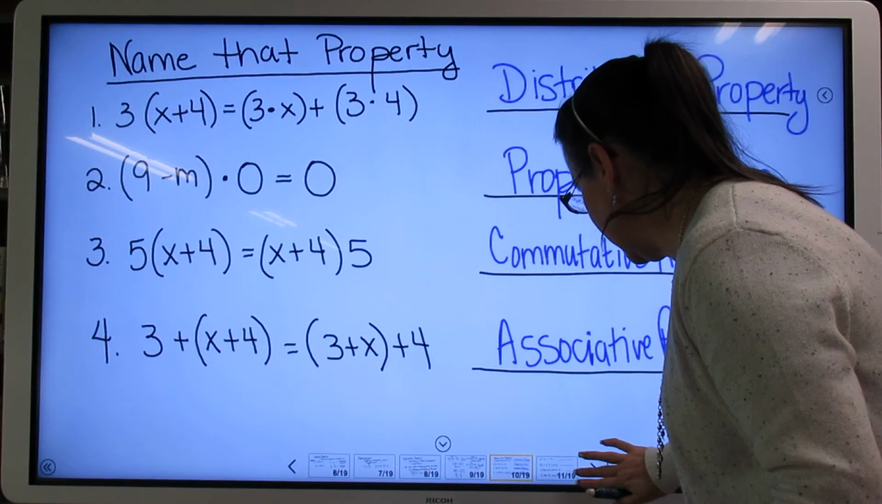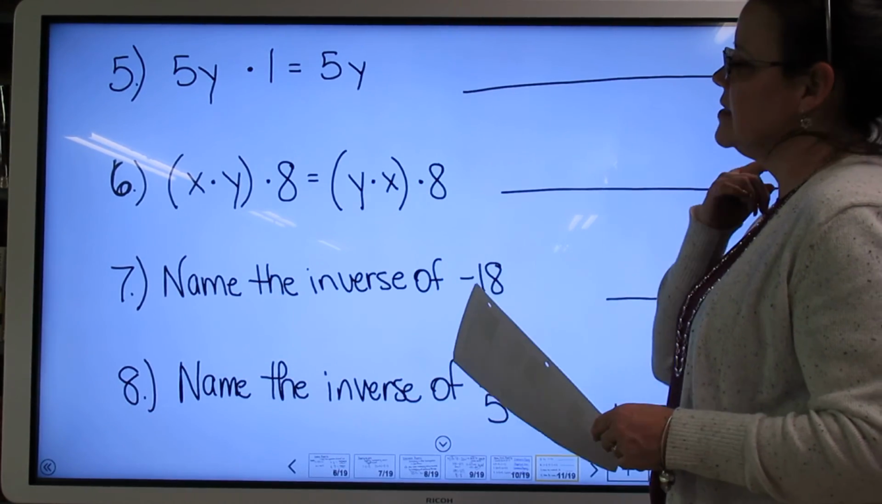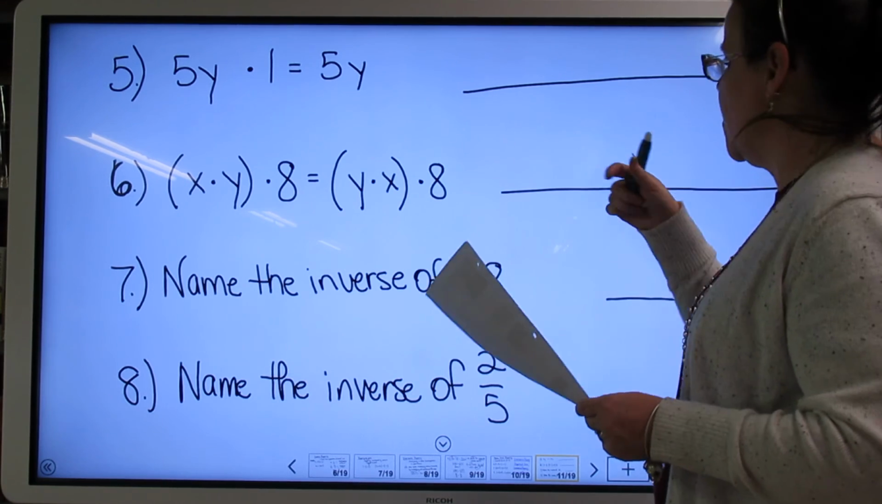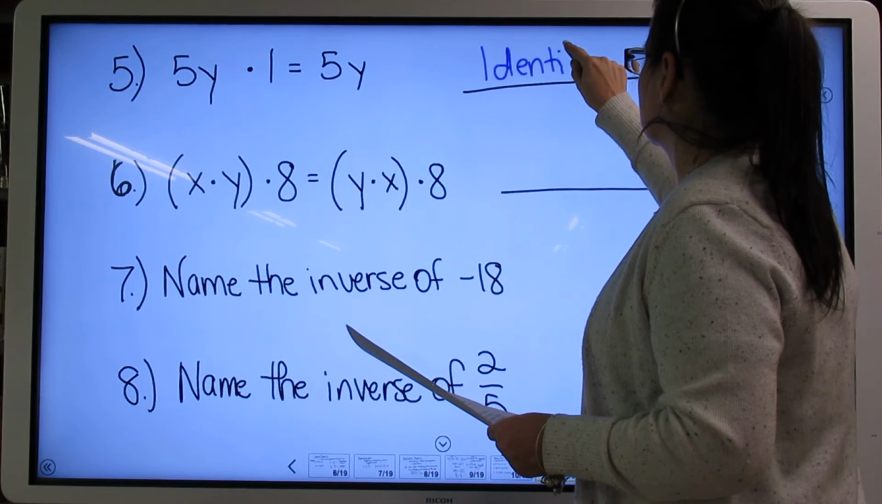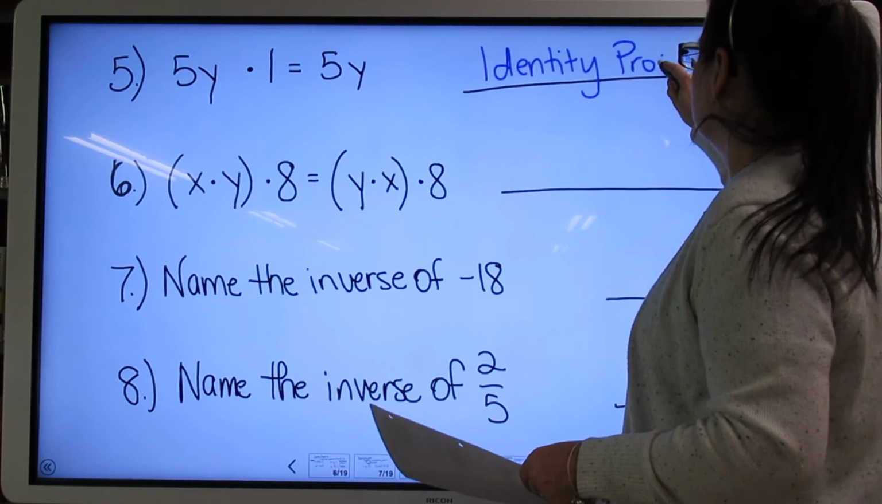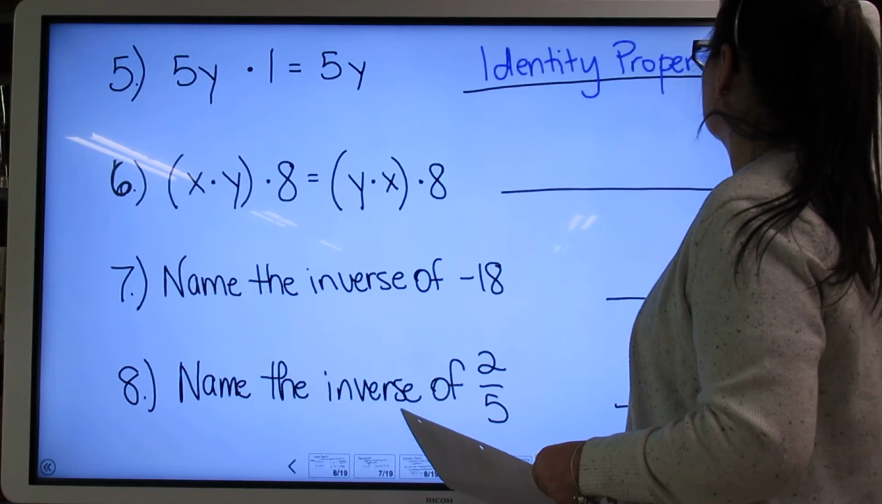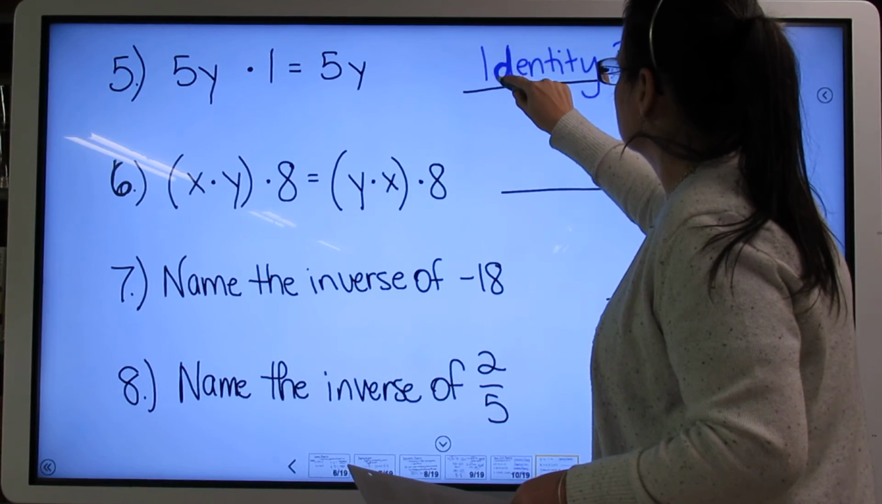All right, so now I have the next 4. We have 5y times 1 equals 5y. That's the identity property. And that would be a multiplication if they wrote that, but identity property. And sorry about the nasty D there.